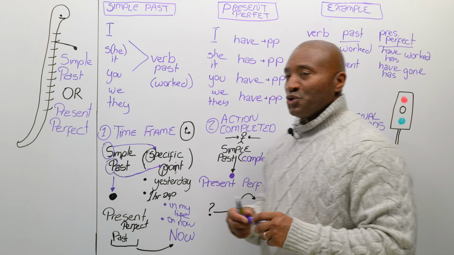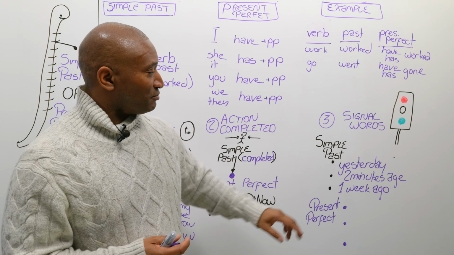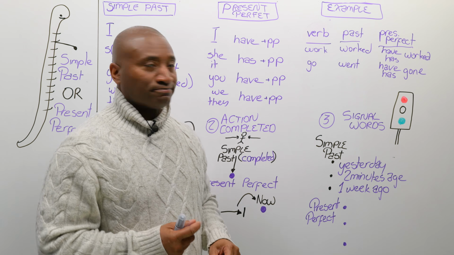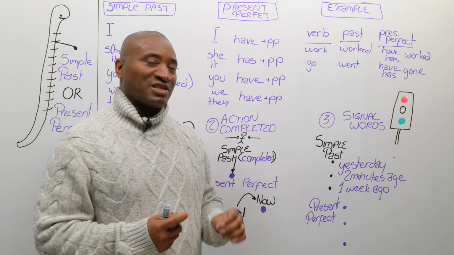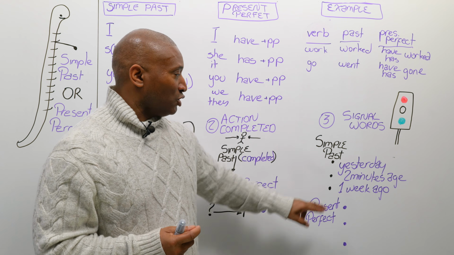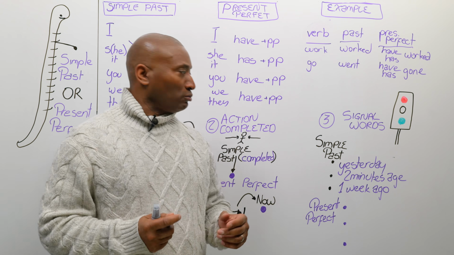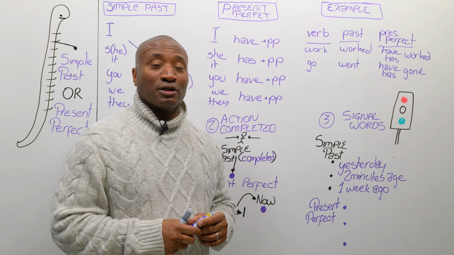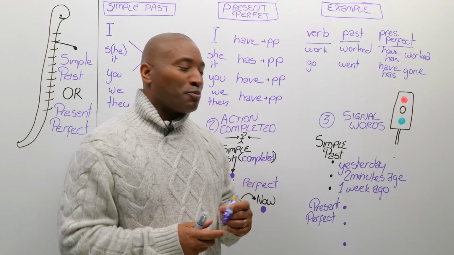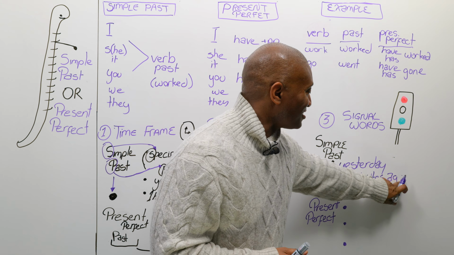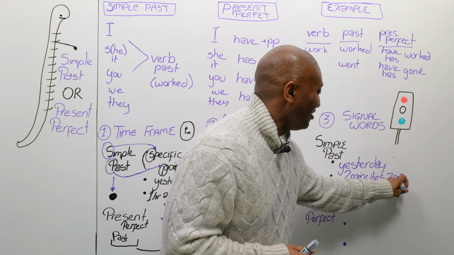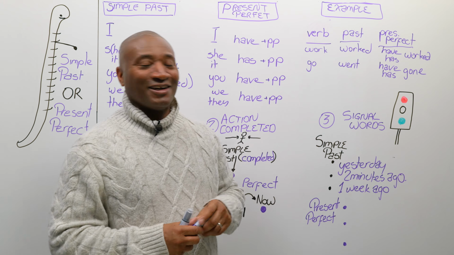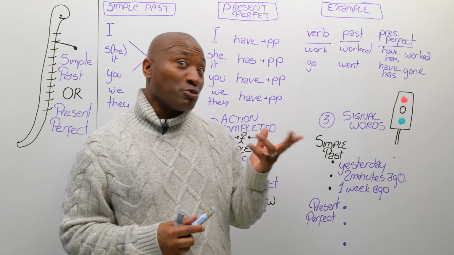Okay. So you're going to be given some words, okay? Like yesterday. That is a simple past word. It's very specific when this happened. 2 minutes ago. No, 2 minutes age. Yes, it's my new English. 2 minutes age, man. Okay? 2 minutes age. No, 2 minutes ago. I should have noticed that 2 minutes ago when I wrote it.